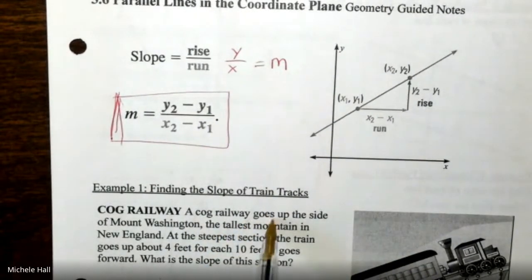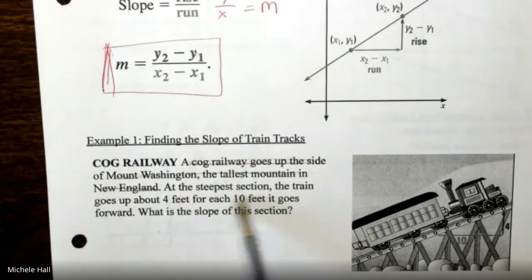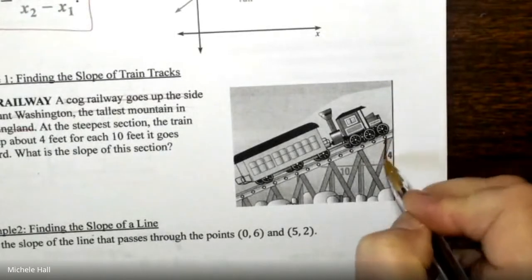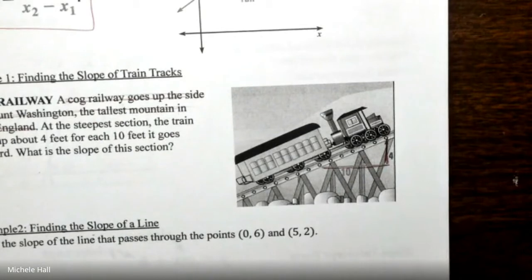A cog railway goes up the side of Mount Washington, the tallest mountain in New England. At the steepest section, the train goes up about 4 feet for every 10 feet it goes forward. So what does that mean? It goes up, you can see the numbers here, it goes up 4 for every 10 feet that it's going. So we've got our rise and run right there. We've got our slope. It says find the slope of the section.